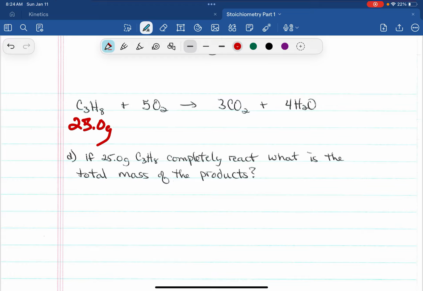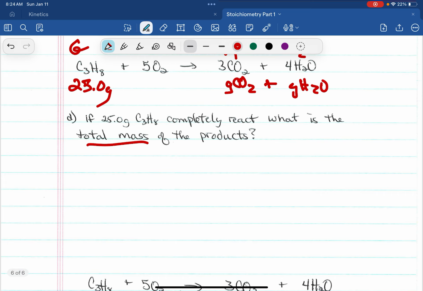So if 25 grams of C3H8, I'm given that, completely reacts, what is the total mass of the products? Total mass of the products. So we've got grams of CO2 plus grams of H2O. So we have 2 finds. So we're going to do this problem twice and then add the 2 answers together. So I'm going to start way over here.